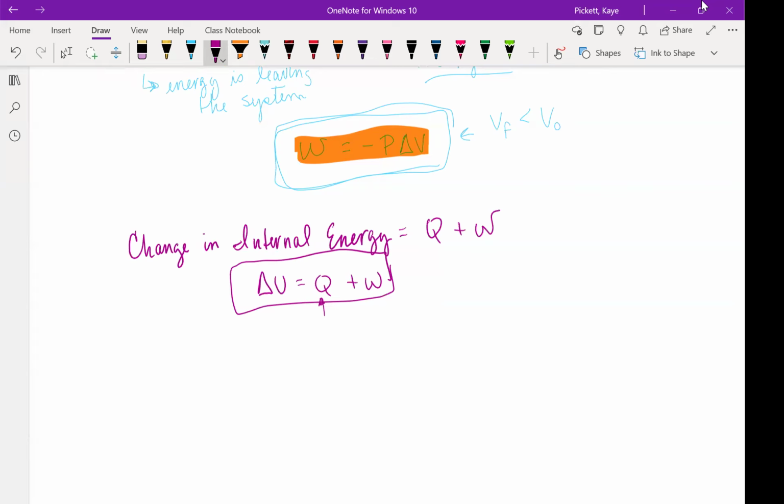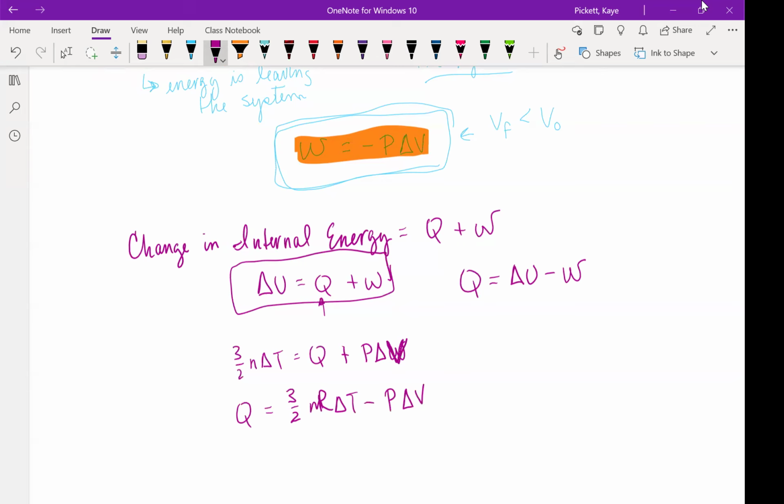That delta U, as you know, is 3/2 nR delta T. That equals Q plus W, and W is negative P delta V. So now we have a way of actually thinking about heat, because heat is equal to delta U minus W. It's minus the work. So Q is going to be 3/2 nR delta T minus, oh, that should have been a V, minus P delta V.